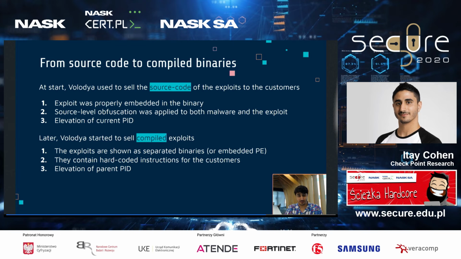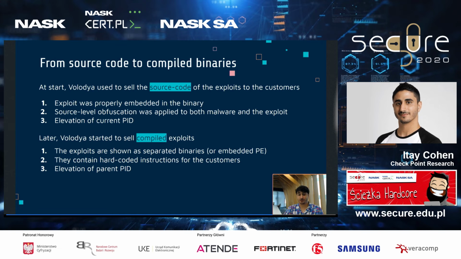Second, a source level obfuscation was applied both to the malware and to the exploit. And that means that the obfuscation was executed on the source code of the exploit. And this also means that whoever wrote the malware and executed the obfuscation had access to the source code of the exploit itself. And last, the exploit elevated the privileges of the current process and not of the parent process, as we saw earlier.